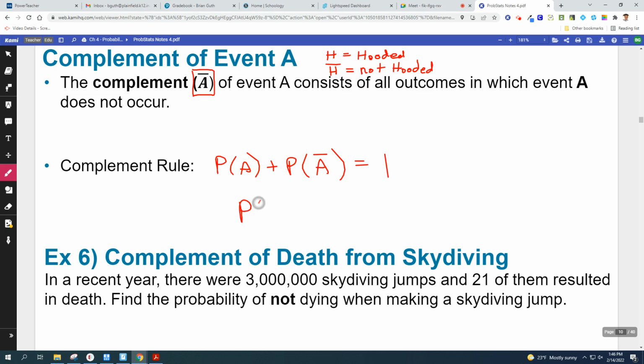Maybe a better way of looking at this formula is like this. The probability of the complement is 1 minus the probability of some event. Those two equations say the same thing. I think the second one is probably more useful more often.